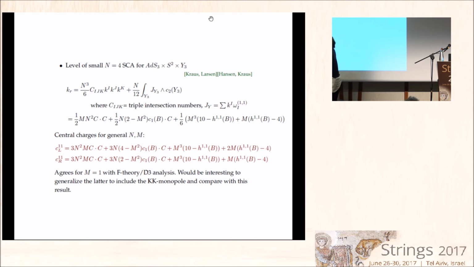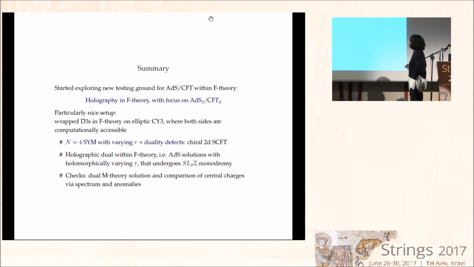And the central charge is now this expression, which looks somewhat daunting, but if you set M equal to 1, this indeed gives rise to the central charge that we got in the F-theory D3 analysis. So it would indeed be interesting to generalize that analysis in F-theory to include these KK monopoles.